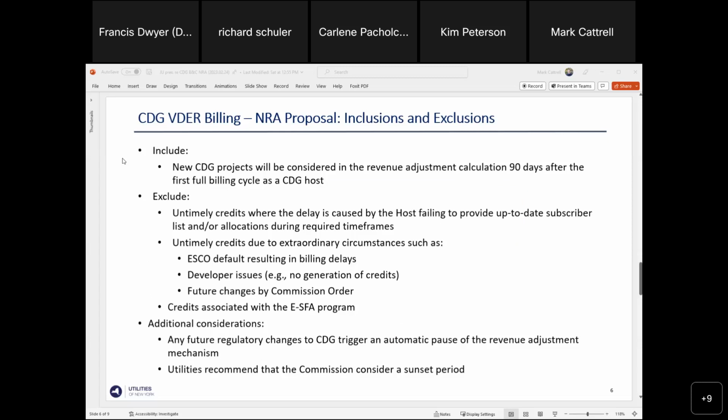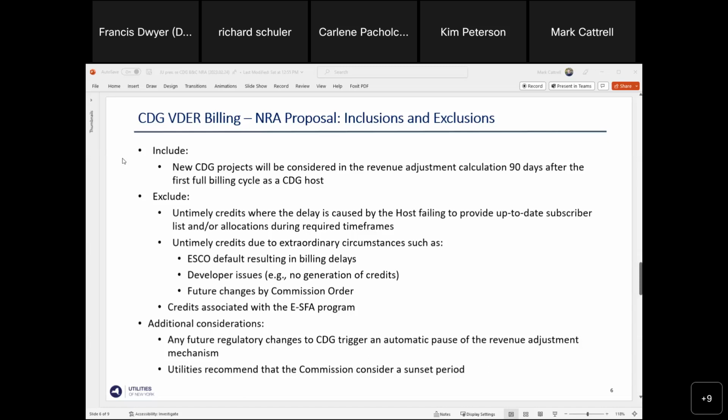Exclusions to the metric relate specifically to actions that are outside of the utility's billing control. So these include the host not providing allocation lists within the required timeframes, along with any technical issues with the project that could cause the host not to bill in its normal billing cadence. So for example, if a satellite is on an ESCO and the ESCO does not supply timely billing information to enable production of the satellite bill, that bill would be excluded from the metric.